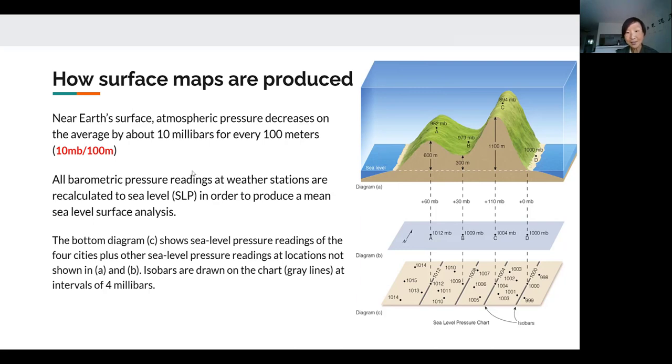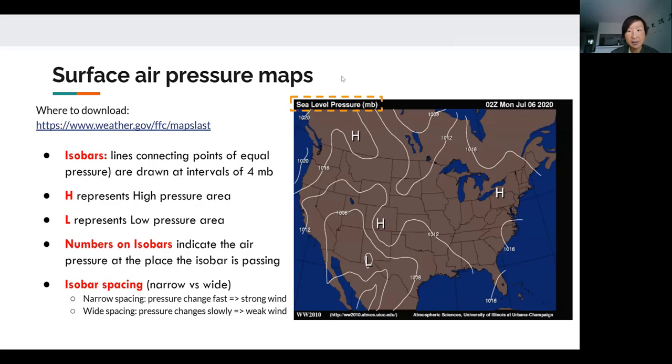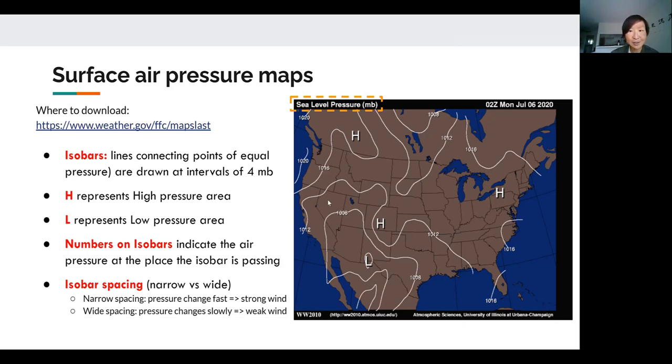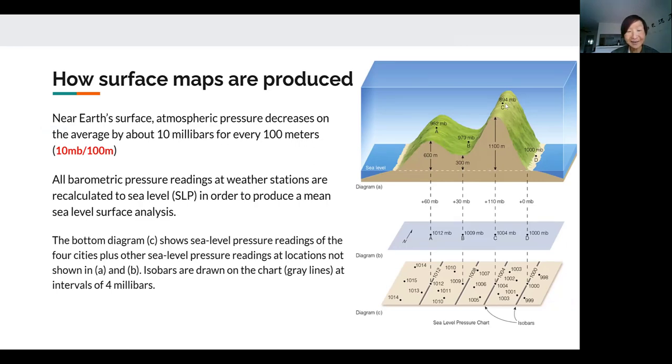So how is the surface air pressure map produced? You will read more in your textbook. Let me go back to this map. The air pressure map is at sea level, but we don't have weather stations all at sea level. We have mountains, so you have readings right here and right here. We need to calibrate them all the way to sea level. For example, if you have 952 millibar measured at point A, and point A is about 600 meters above sea level, then you need to add this many millibars when you calibrate it to the sea level reading of 1012 millibar.